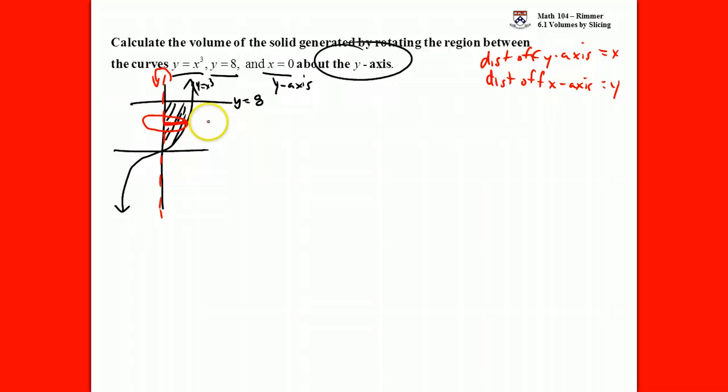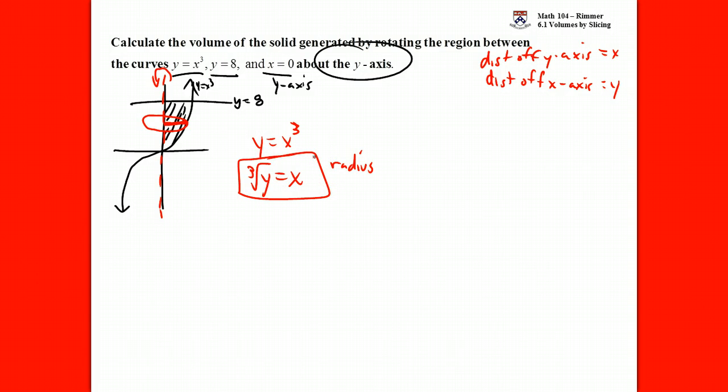Okay. We have y equals x cubed. I need x, so I take the cube root. That's going to be your radius. As y changes, you'll have a different radius as you move that vertically upward. So your volume is going to be the integral of a of y dy, which is pi r squared.